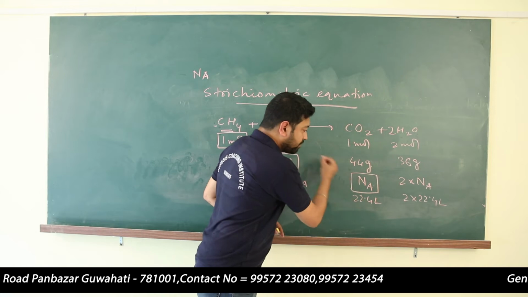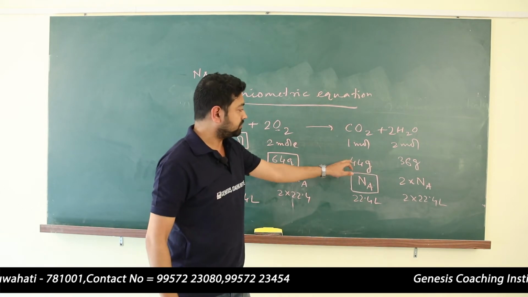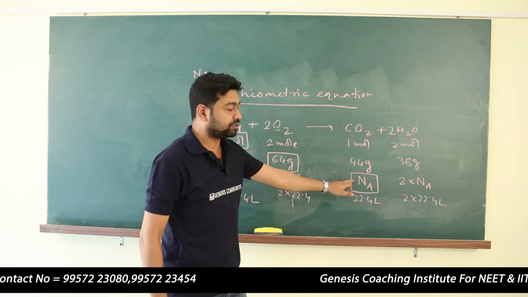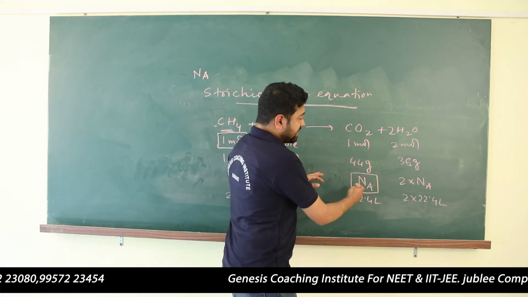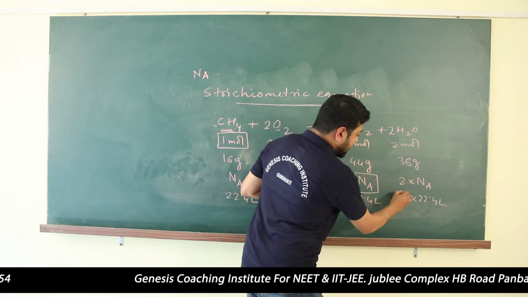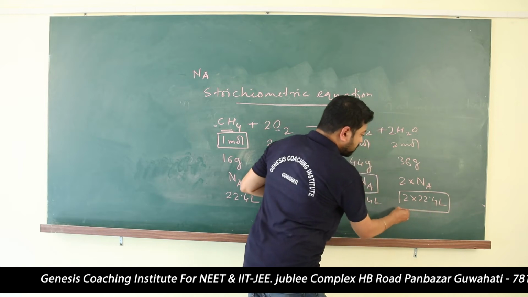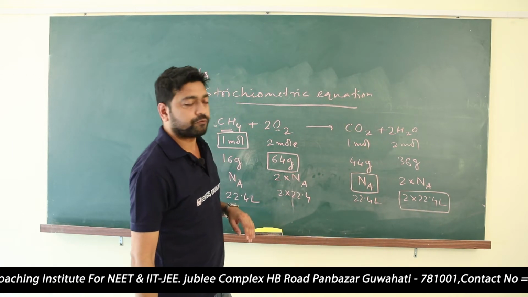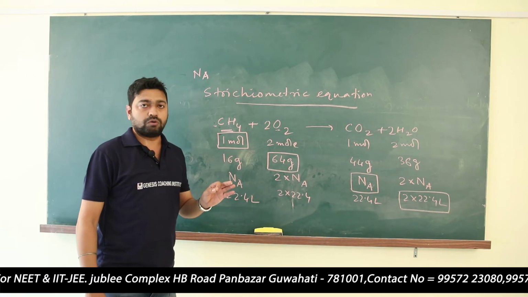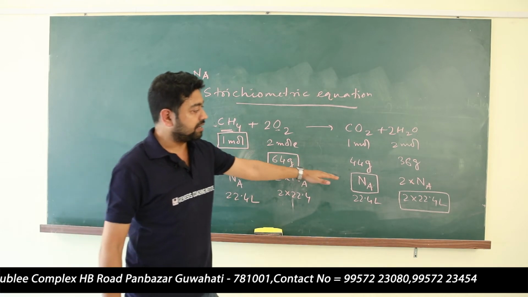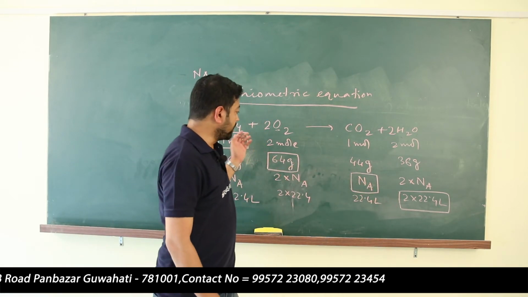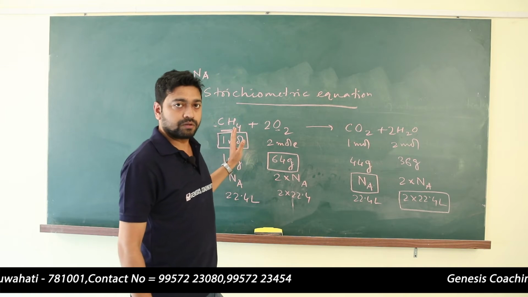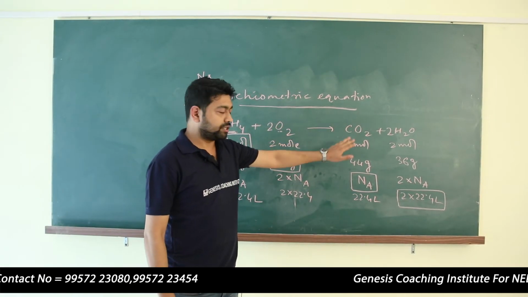Na, number of carbon dioxide molecules, and 2 into 22.4 liter of H2O. See these values and these values, all values are equivalent. So we can take anything. Okay? So this is the stoichiometric equation.